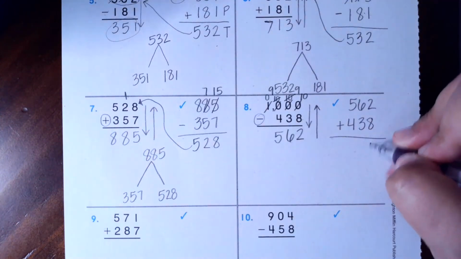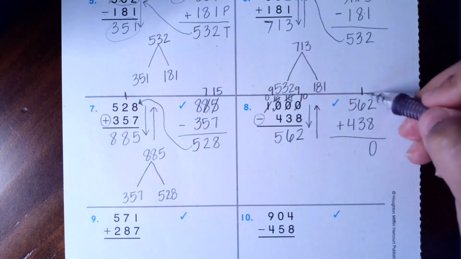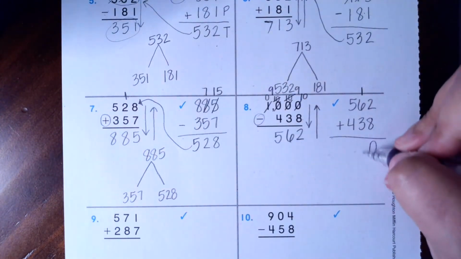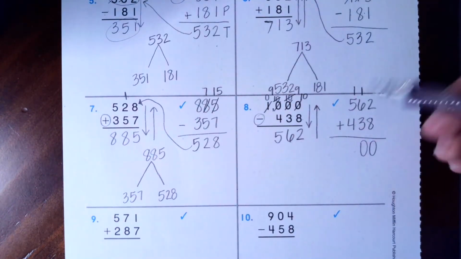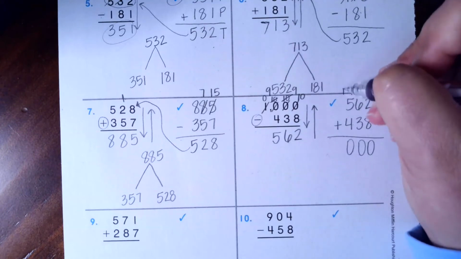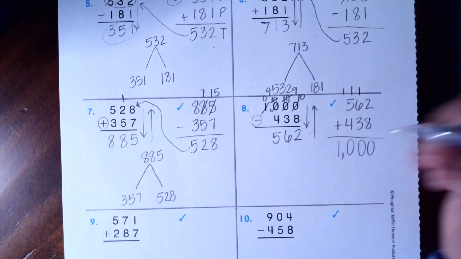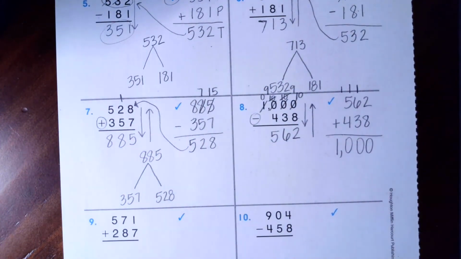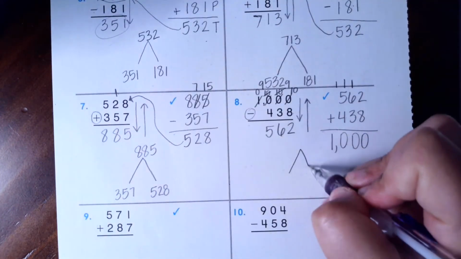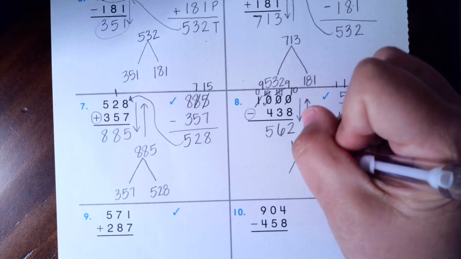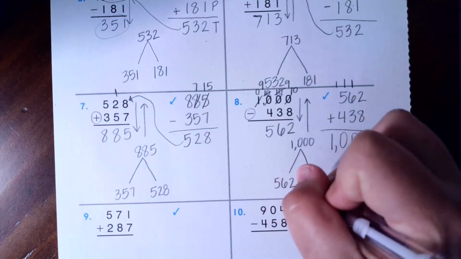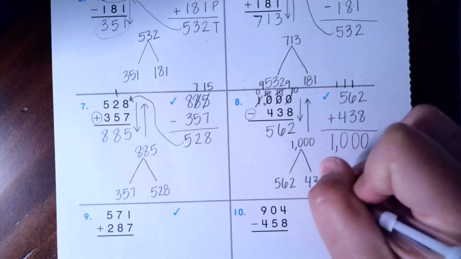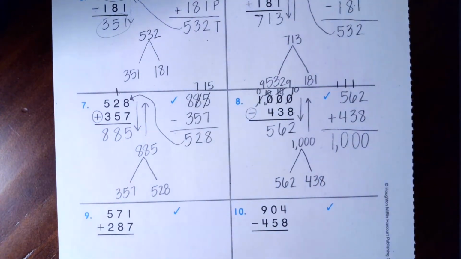2 plus 8 is 10, new group. 1 plus 3 plus 6 is 10, new group. 1 plus 4 is 5, plus 5 more is 10, new group. And nothing else in my thousands town. So yes, I do get indeed 1,000. Going to draw my math mountain. I know 1,000 is my biggest number, and I can add my two smaller numbers, my partners, at the bottom.